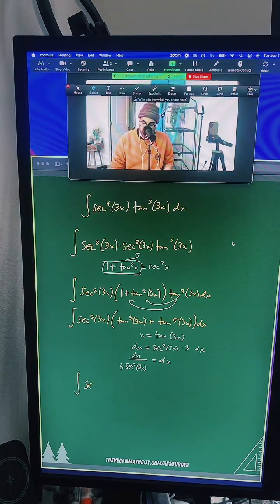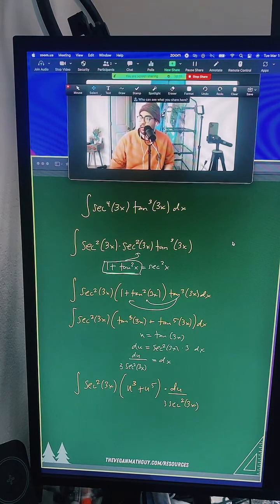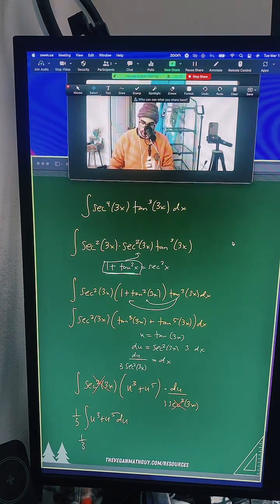And so now we have secant squared of 3x, parentheses, u cubed plus u to the 5th times du over 3 secant squared 3x. And that's great because that's exactly what we wanted. So those secant squares are going to cancel out. That 3 on the bottom is going to move to the outside, so we have 1/3 integral of u cubed plus u to the 5th du. And then now we just integrate using the power rule. So this is 1/3 times u to the 4th over 4 plus u to the 6th over 6, plus c.